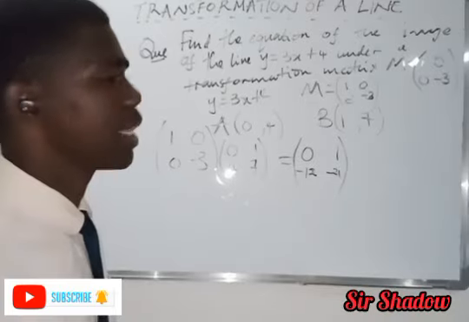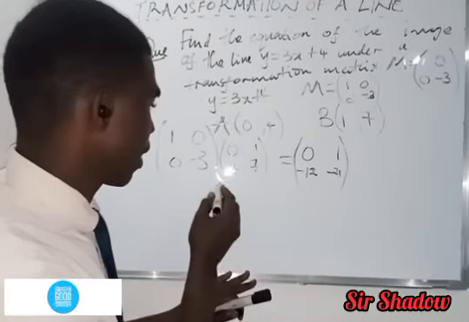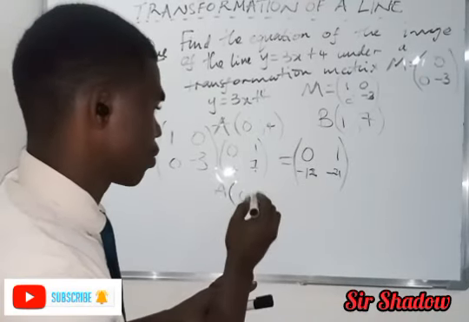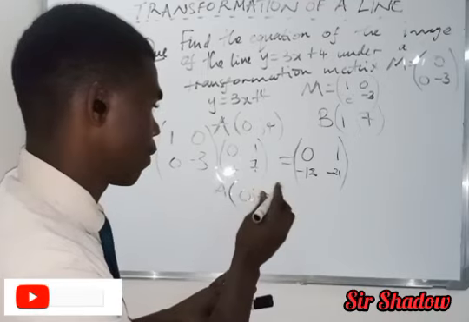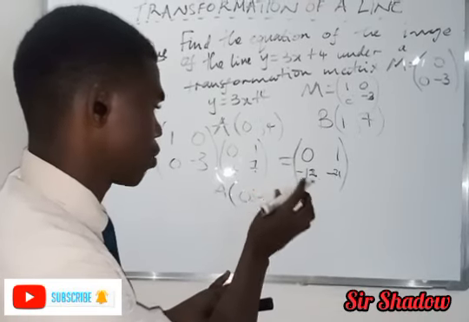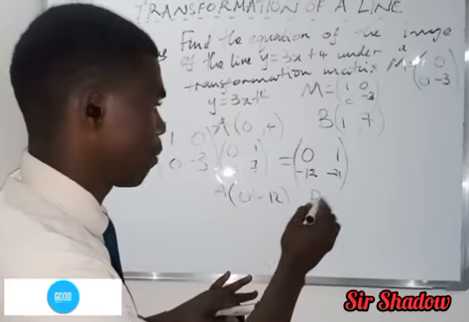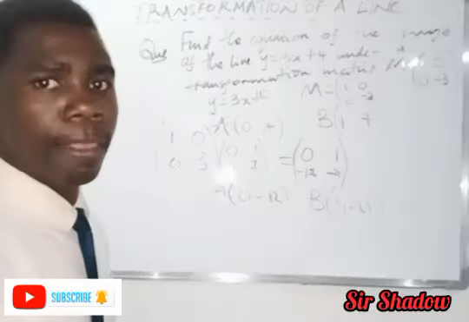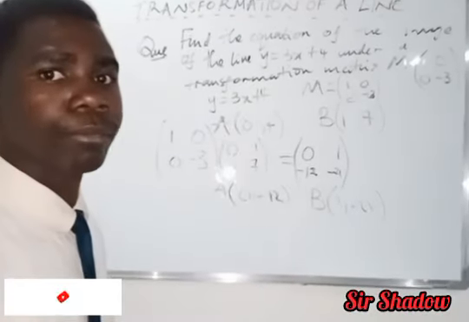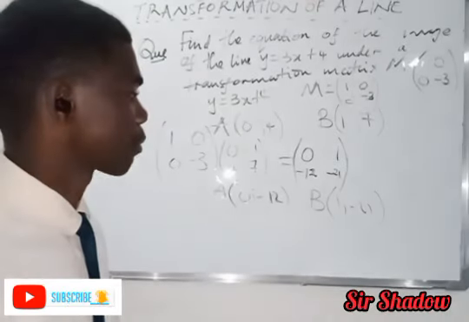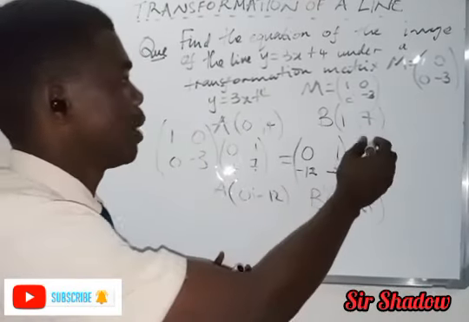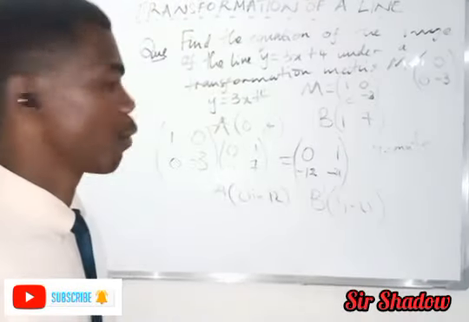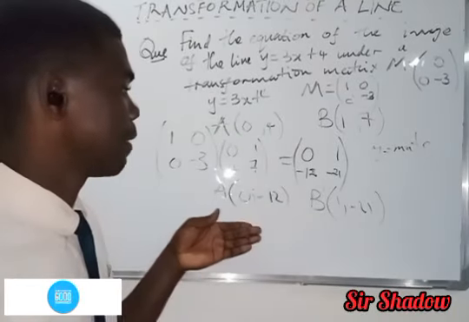Now, in order to find the equation, we have to write this in coordinate form. A is 0, minus 12, then B is 1, minus 21. These are the image coordinates. In order to find the equation of a line, you know the equation of a line should be in the form y is equals to mx plus c. So we have to find the gradient first. How to find the gradient?